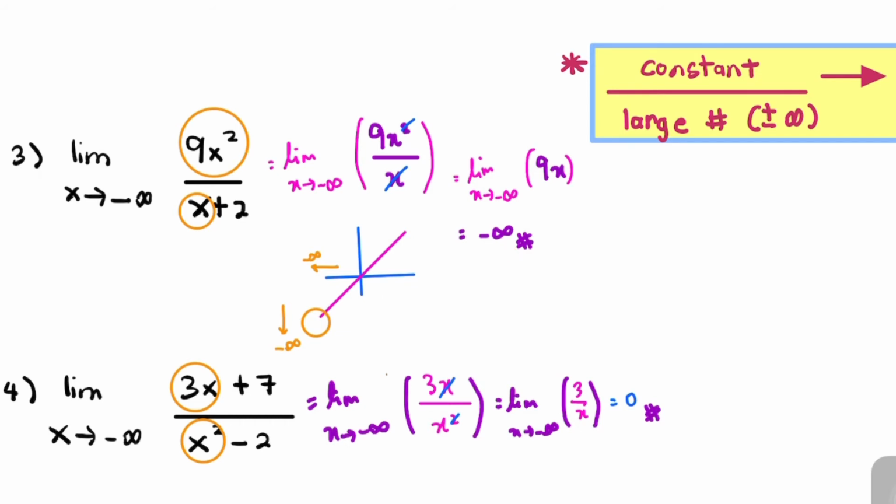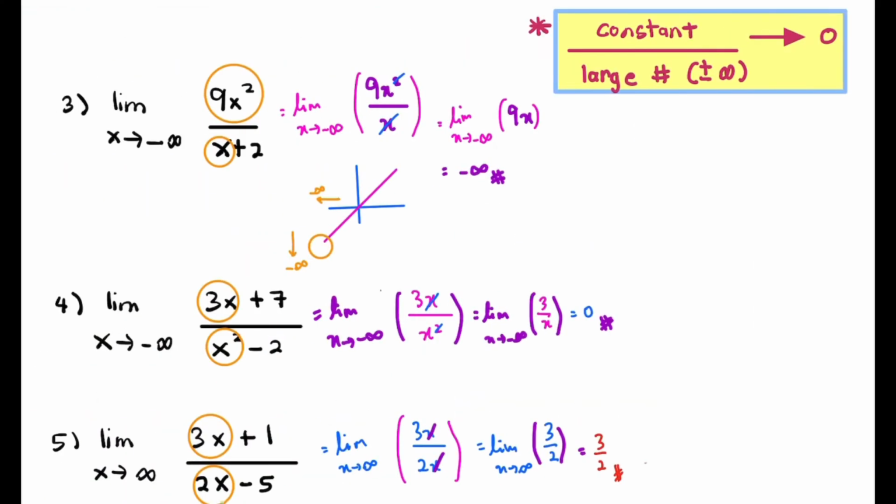You can also check from the graph as well. This is the graph of the straight line 9x. And as x approaches negative infinity, the limit will give you the value of negative infinity. So there are 2 ways to solve this kind of question. Now let's proceed with example 4.